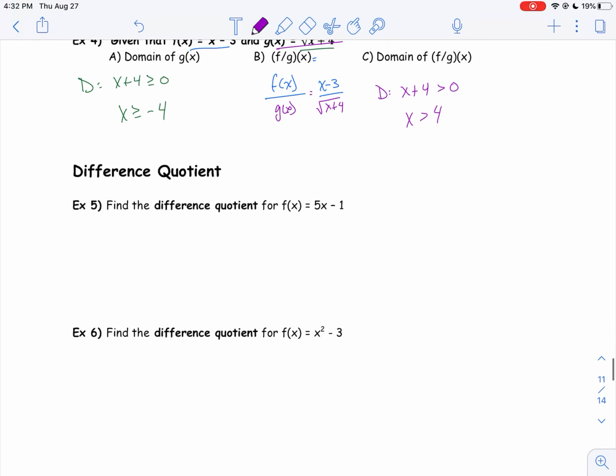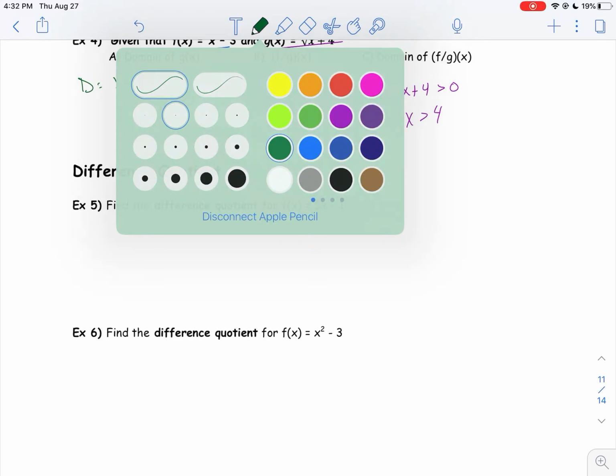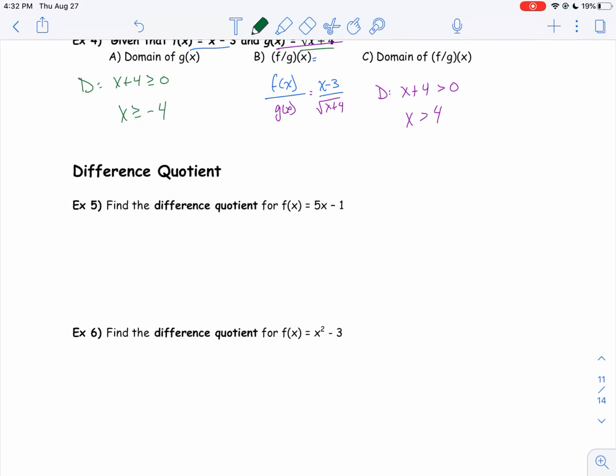All right, here we go. Time for the difference quotient. The difference quotient really helps you prepare for something you're going to see in calculus. Right now, it's just kind of practicing notation. But in calculus, you'll use this, and when it's introduced, it'll be helpful for you to have practiced this.